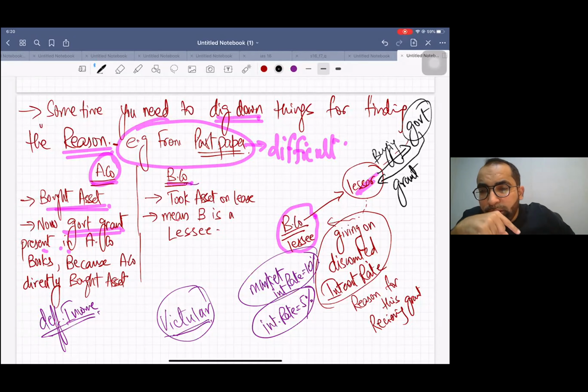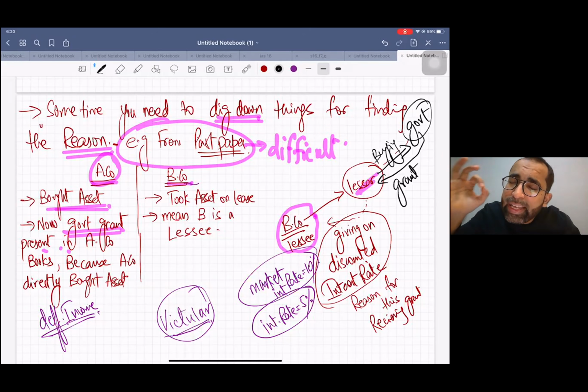See, A company directly bought the asset. That's why in A company's books, government grant is there. But in B company's books, there is no government grant liability. Why? Because B company does not buy assets. B company takes assets on lease. So that means the lessor is the one who buys the asset for us. So the lessor may be getting government grant, and as the lessor is getting the grant because of us, that's why he is transferring some benefit to us in the form of a reduced interest rate.